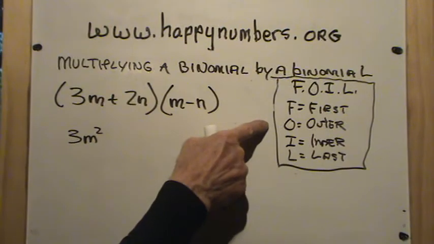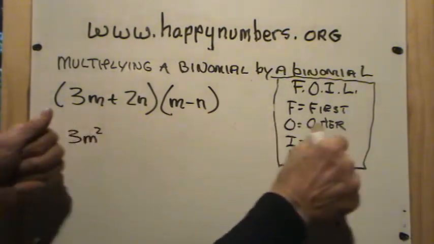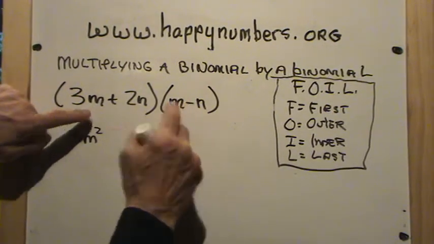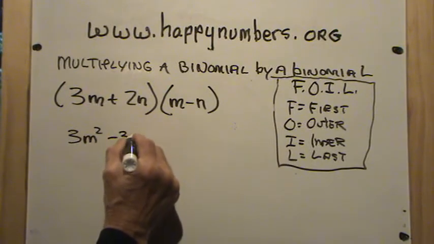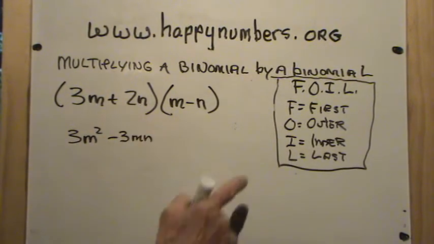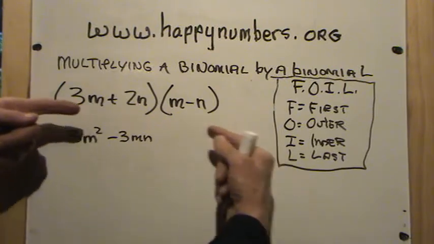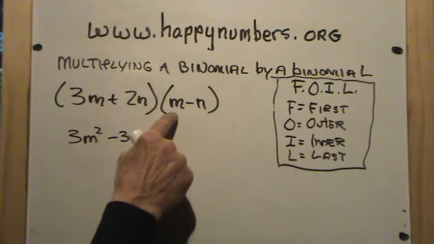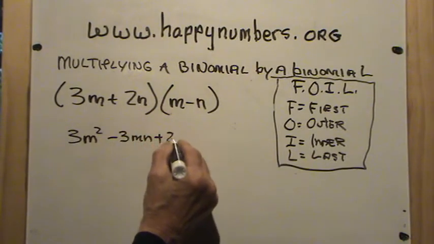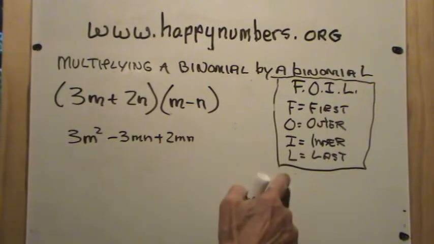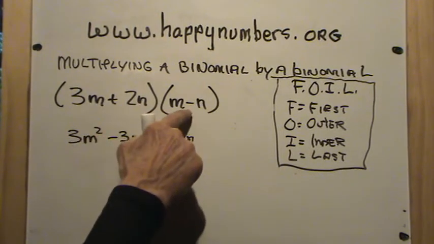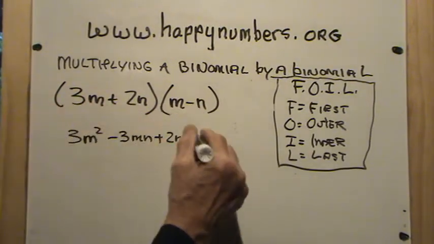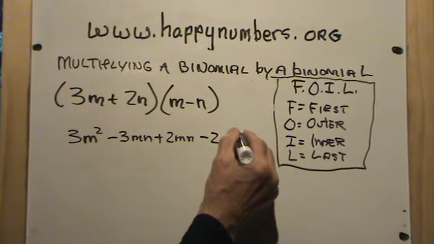Now, what are the outer terms? The outermost terms, the ones that are outside. Well, 3m and negative 1n would give me negative 3mn. Now, what are the inner terms, the ones that are in? Well, positive 2n and positive 1m would give me plus 2mn. And what are the last terms? Well, 2n is the last and negative n is the last. Positive 2n times a negative 1n would give me a negative 2n squared.